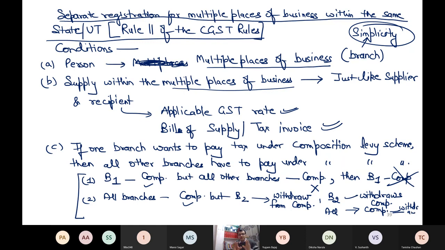It simply says that stay together or you fall apart. As far as scheme of taxation is concerned, whether it is composition or normal, if one branch wants to pay under composition, it cannot do so if all others don't agree for composition. If all others are already in composition, and if one withdraws, by default the entire system of composition levy for all the branches collapses. I hope the point is clear.